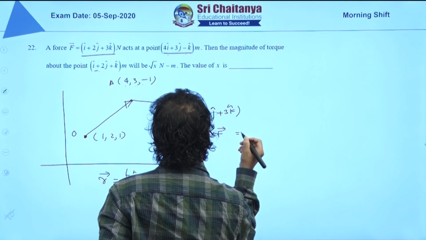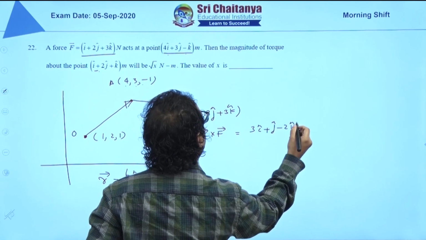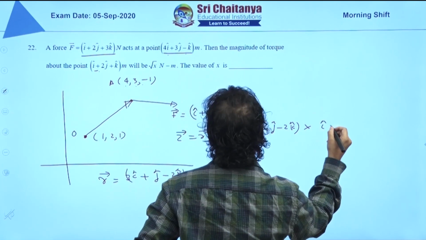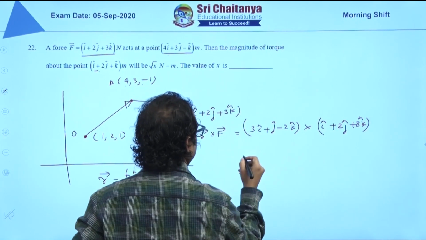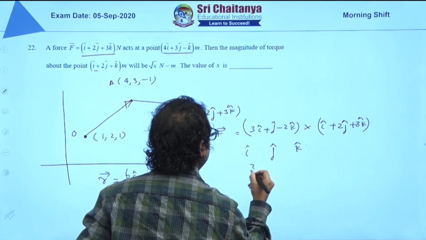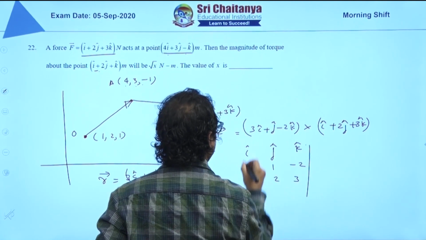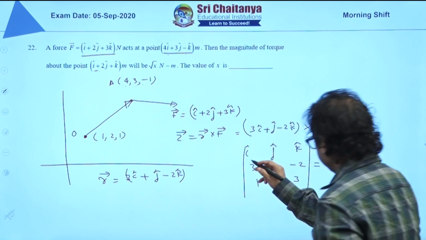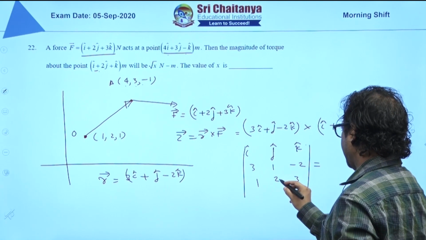So, that is here (3 i cap + j cap minus 2 k cap) cross the force, which is i cap + 2 j cap + 3 k cap. By the determinant method we can find i, j, k. You write 3, 1, minus 2 and 1, 2, 3. We just need to find the magnitude. So, taking i common, we get 3 minus 4, that is 7 i cap.